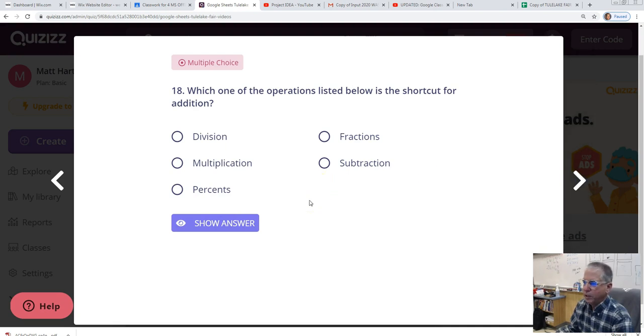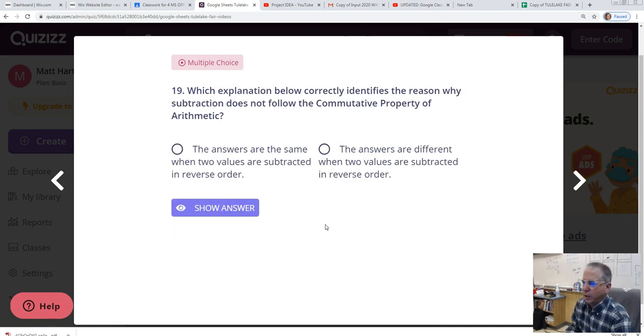Which of the operations listed below is the shortcut for addition? Yes, it's multiplication. If we wanted to add the number 5 four times, we could do 5 plus 5 plus 5 plus 5 equals 20, or we could simply say 5 times 4 equals 20. So multiplication is a shortcut for addition. Question 19. Which explanation below correctly identifies the reason why subtraction does not follow the commutative property of arithmetic? The answers are different when two values are subtracted in reverse order. That's the reason why.